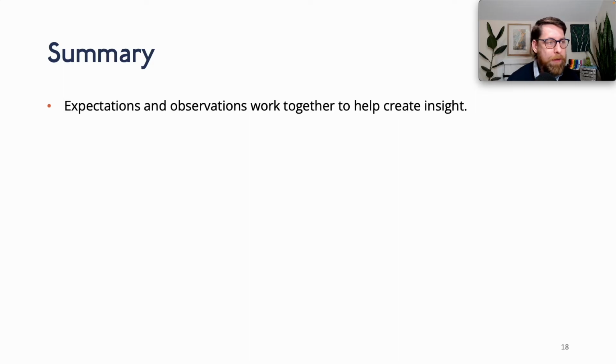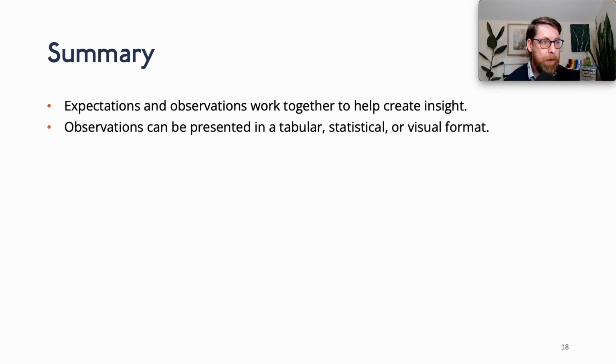So I just want to summarize. Expectations and observations work together to help create insight. We have expectations from past literature. We integrate that into our thoughts, into our ideas. It gives us intuitions. We structure that in some way in a data collection effort. And we see observations. We get patterns out of them. That can be presented in a tabular way, a statistical way, or a visual way.